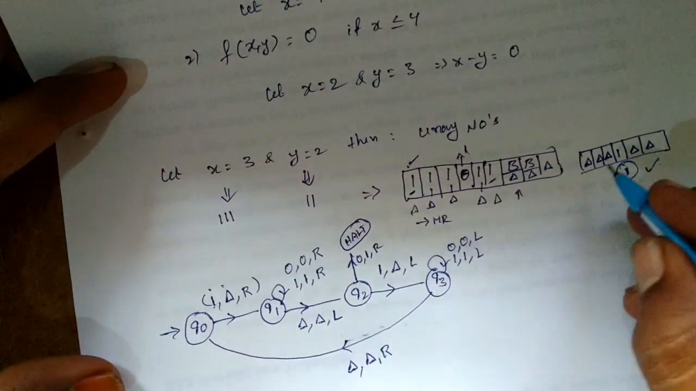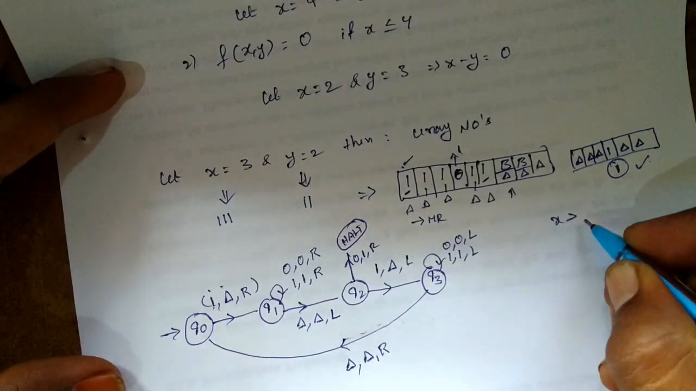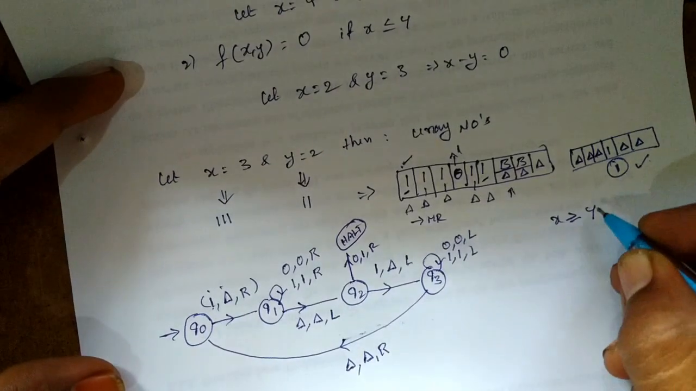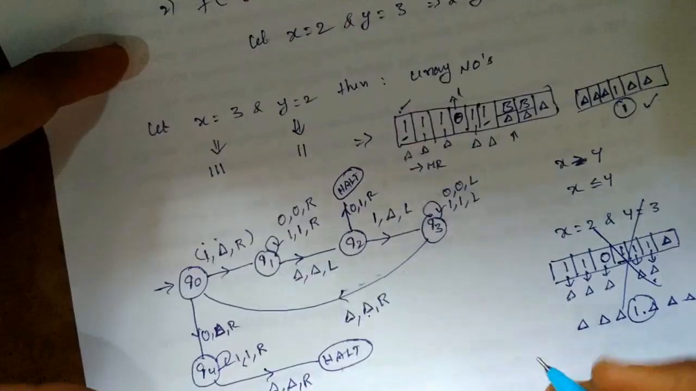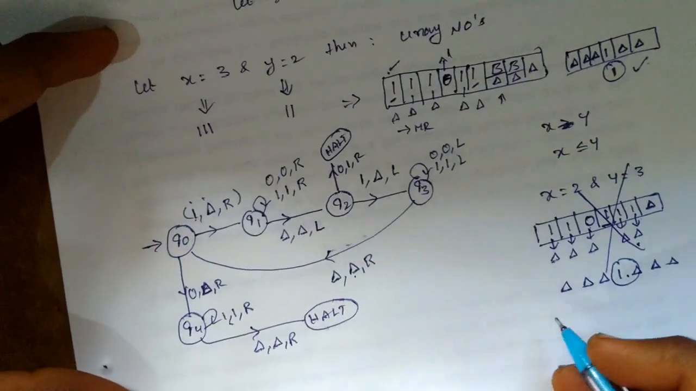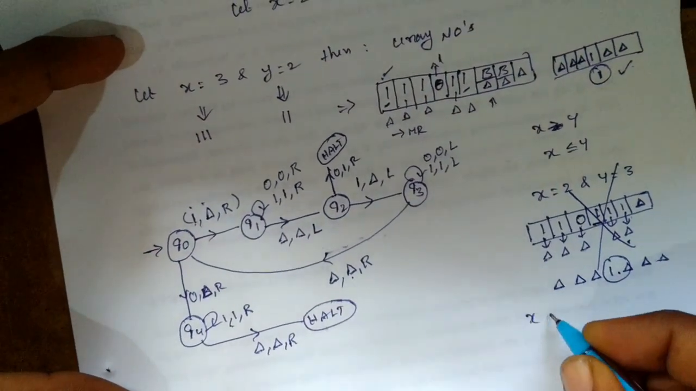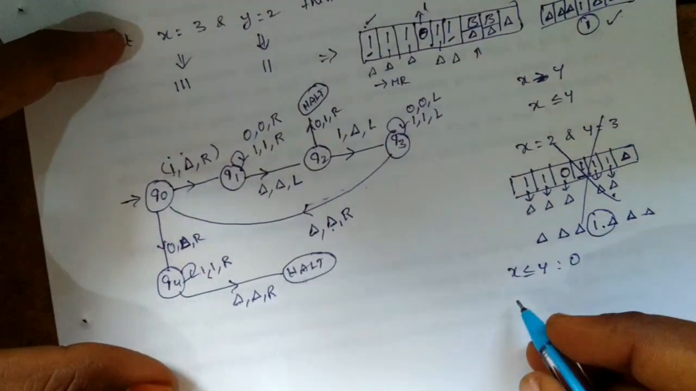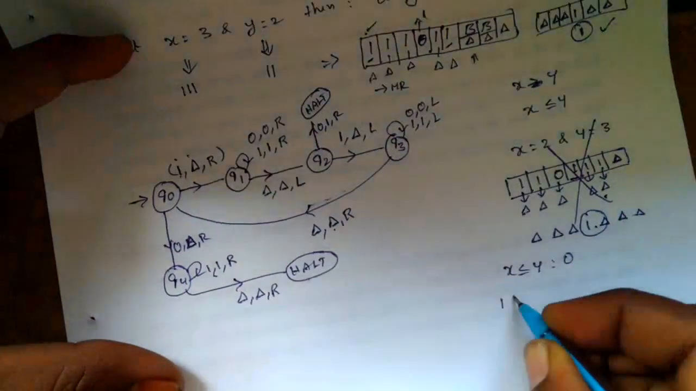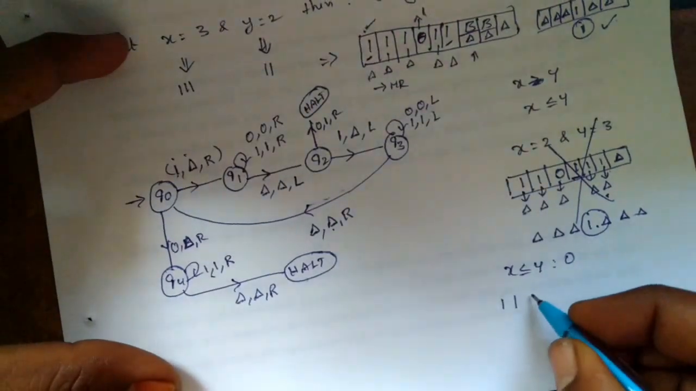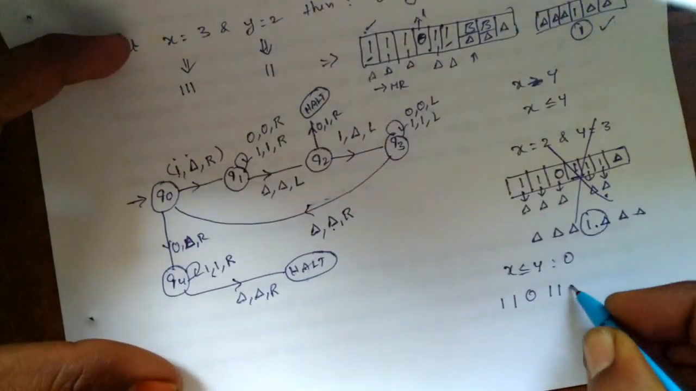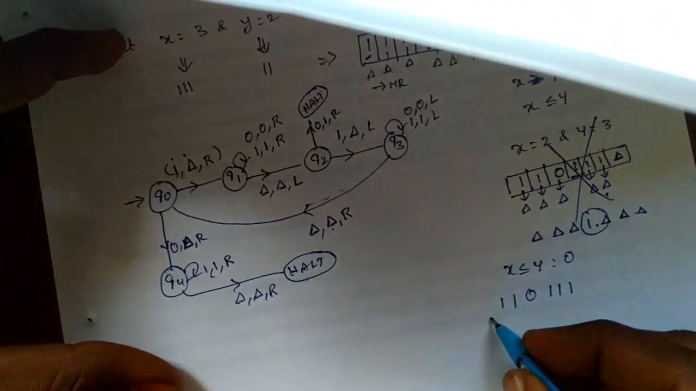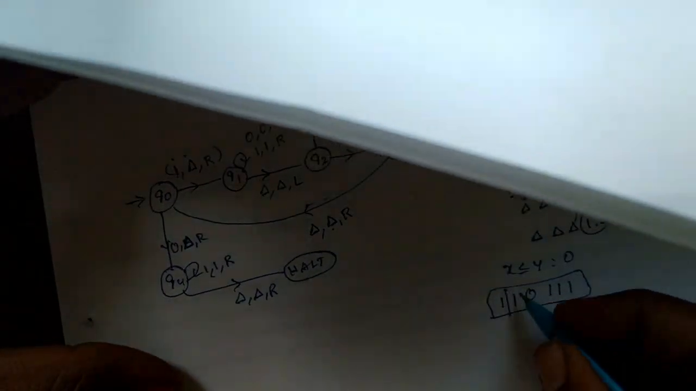Next, this is the first function: x greater than or equal to y. Sorry, x greater than y. Okay, right. Now we consider the second case, that is x less than or equal to y, then it returns 0. So we assume the x value is 2 and the y value is 3. Then we follow the same process.